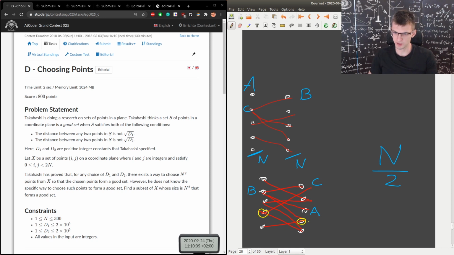I already chose some points, and they correspond to some 4 points here. This is not a good connection, but I didn't choose B. Can I always choose one more point? So can I do some augmenting path? Assuming that we don't yet have that many vertices.